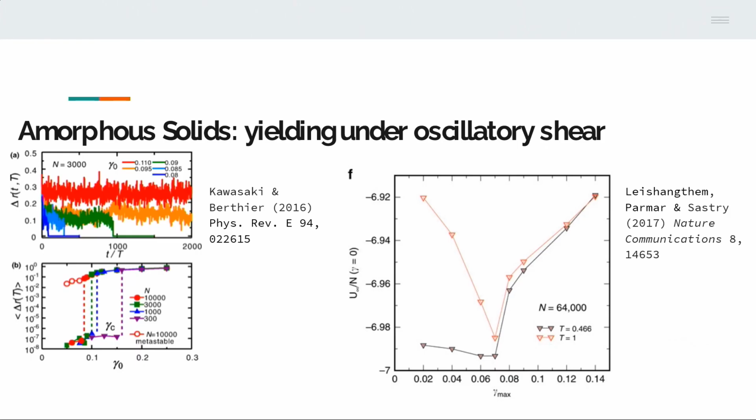So on the left we have a jammed solid, and an oscillatory shear is applied, and what we have is there is a threshold strain amplitude beyond which the system yields. And on the right we have a glass upon which an oscillatory shear is applied, and we see here as well there is a threshold strain amplitude beyond which the system yields.